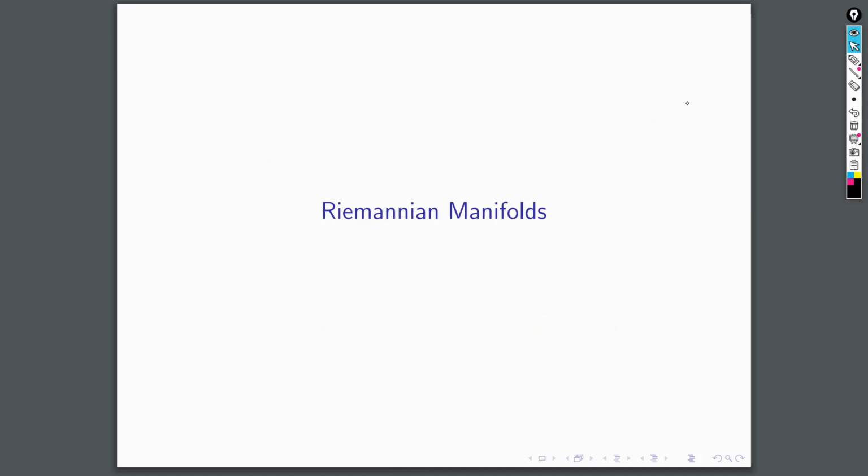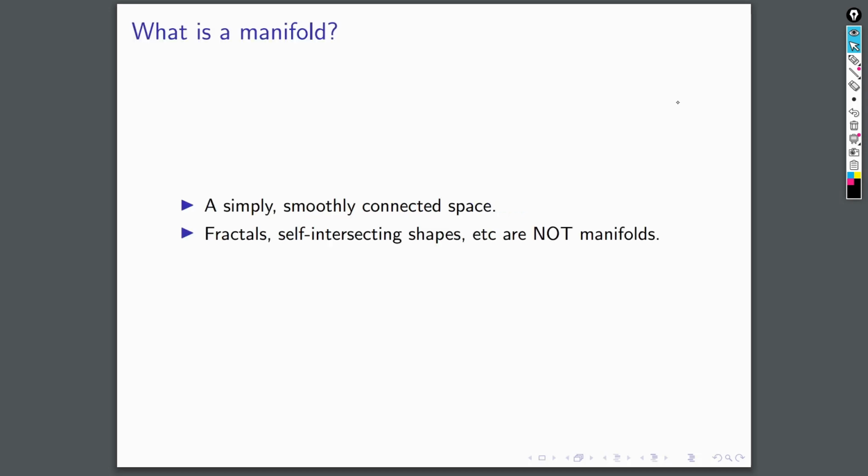Before we start really getting into tensor calculus, we have to take a brief foray into differential geometry and Riemannian manifolds. First question: what is a manifold? Here I wrote smoothly. Okay, smoothly. That's actually not required.